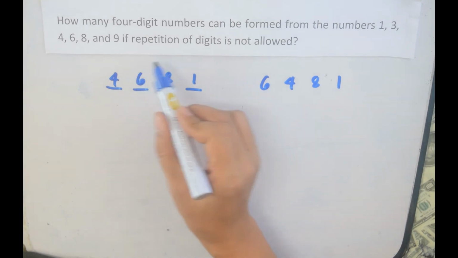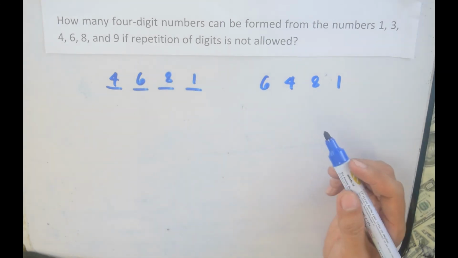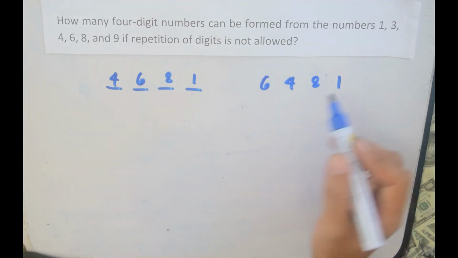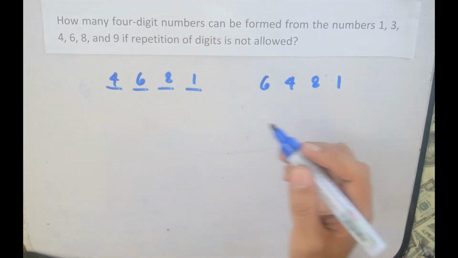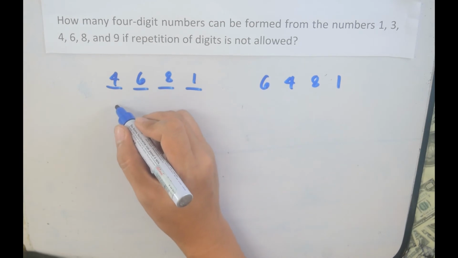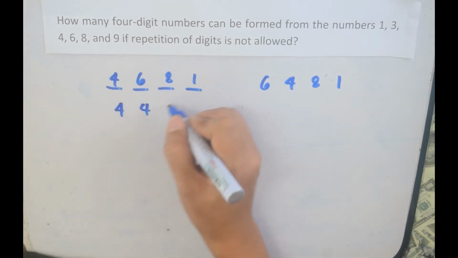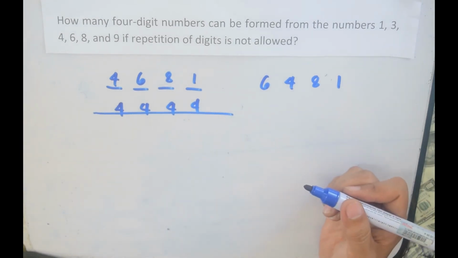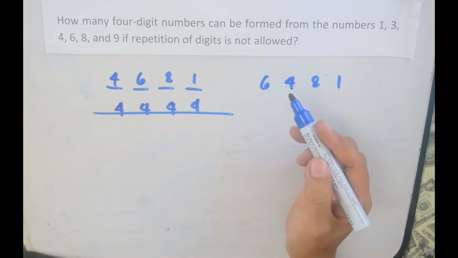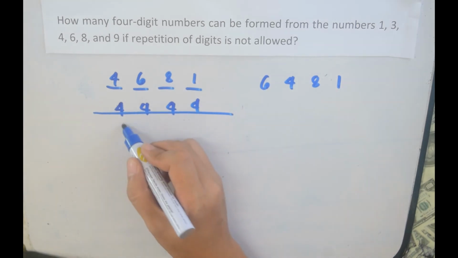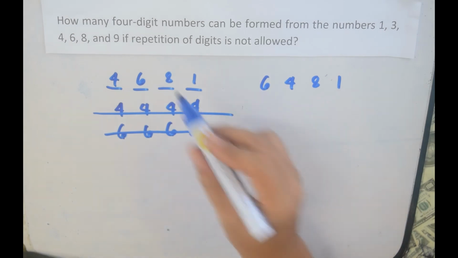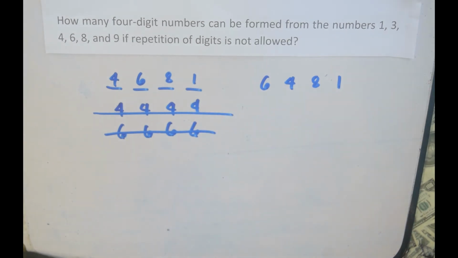So what do you mean by repetition of digit is not allowed? Repetition means you are going to repeat a digit, but it is not allowed. It means that you cannot have a 4-digit number like 4444. This is not allowed, right? Because the repetition of digit is not allowed. You cannot have 6666. This is not allowed because repetition of digit is not allowed.